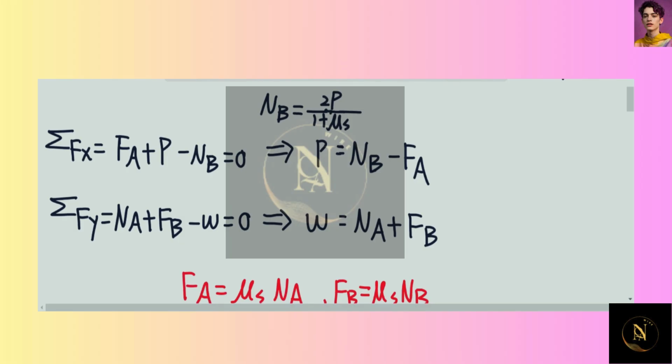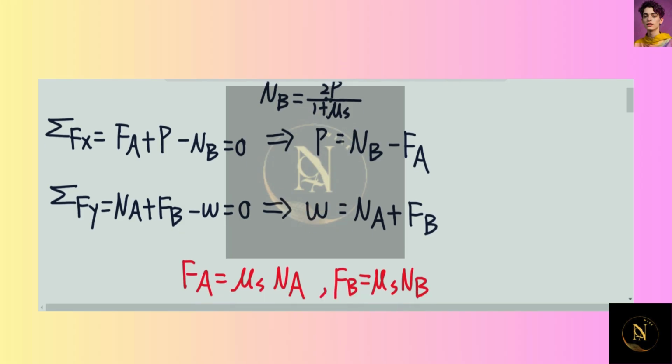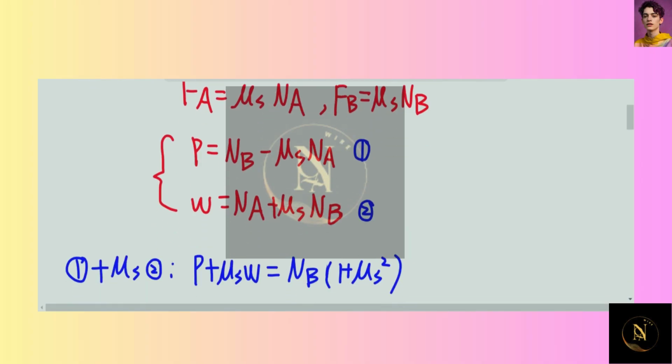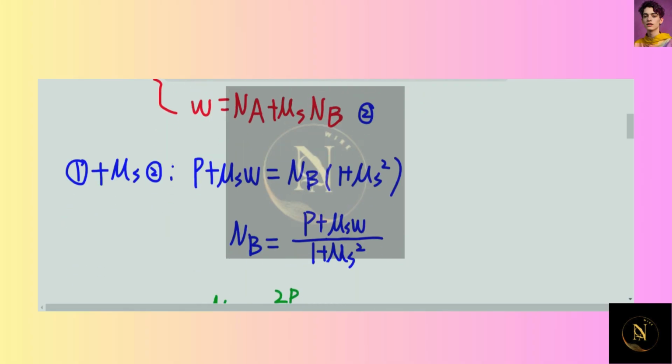So we know Fa can be equal to mu s Na, Fb can be equal to mu s Nb. And this will give us these two equations here, since we can use mu s Na substituted for Fa and mu s Nb substituted for Fb. So now let's try to cancel out the Na term. That's how I do it: I use equation 1 plus mu s times equation 2. And this will give us P plus mu s W is equal to Nb times 1 plus mu s squared.